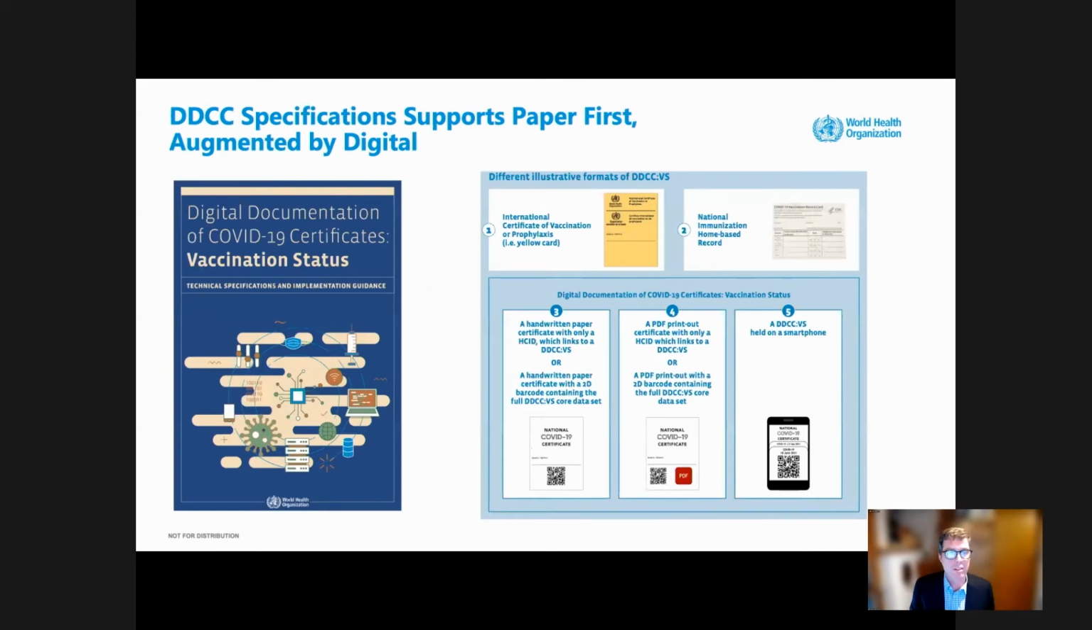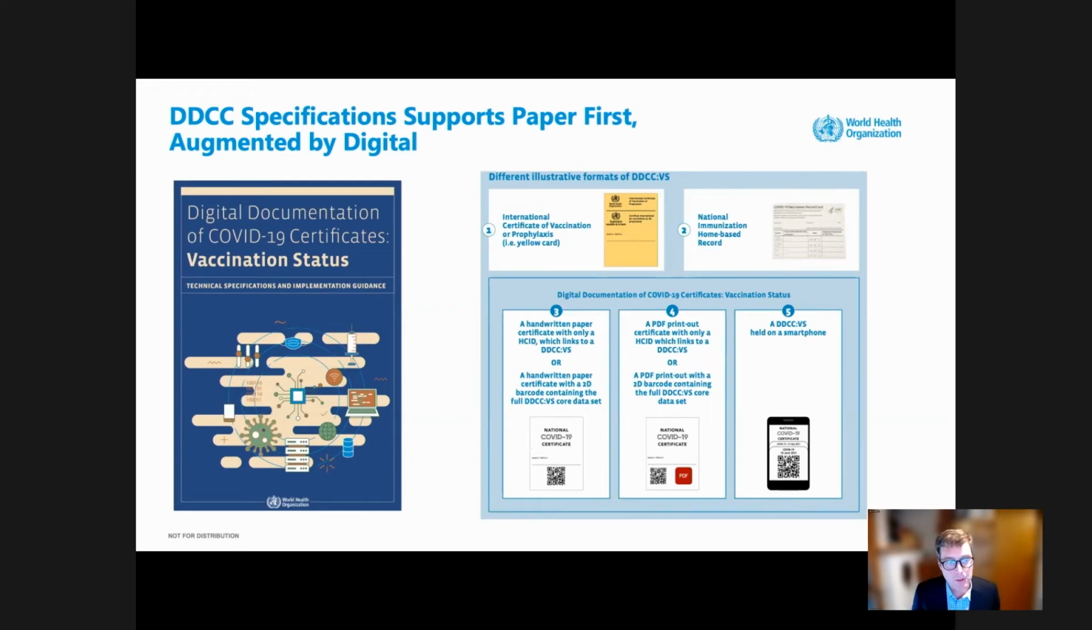We recognized as well that there were already multiple formats that countries were familiar with, whether it was for the purposes of international travel, the ICVP and the yellow card, and the recommendations from the emergency committee recognized that countries would likely be using this as one alternative, as well as the national paper versions of immunization records, both the home-based records that they may be using for the purposes of immunization on a routine basis, or those that were specific to COVID.